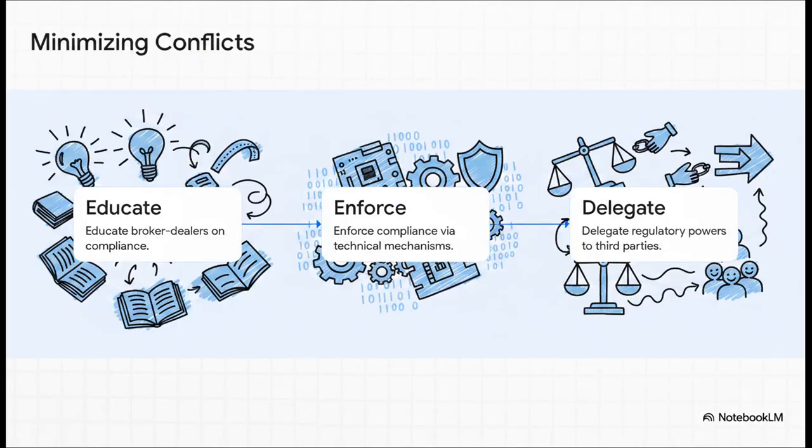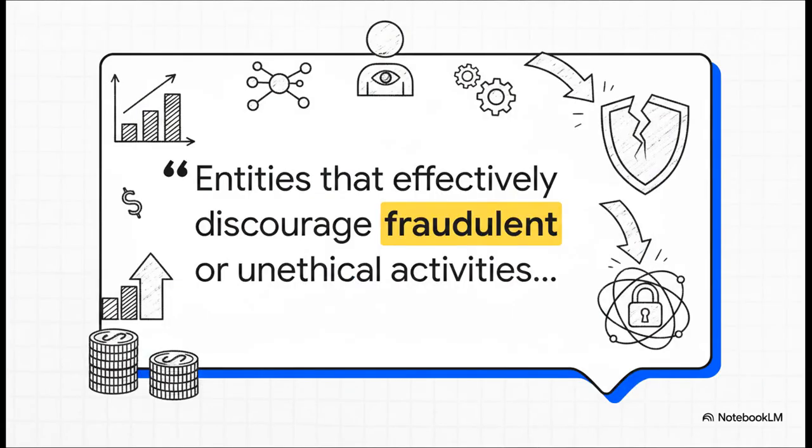The standard actually outlines 3 distinct ways they can minimize these conflicts. First, by heavily educating their broker-dealer members on compliance. Second, by deploying technical compliance mechanisms, things that automatically enforce the rules right within the trading software itself. And third, which is honestly the ultimate transparency flex, delegating some of their self-regulatory powers entirely to a qualified, independent third-party organization. So you might be asking, why does all this rigorous tracking actually matter to us?